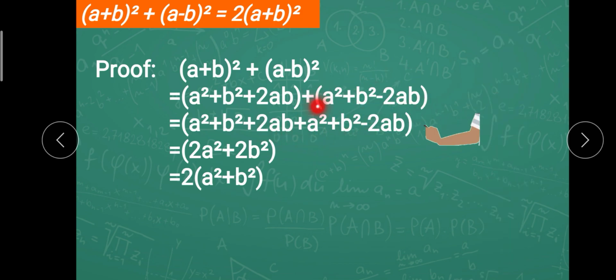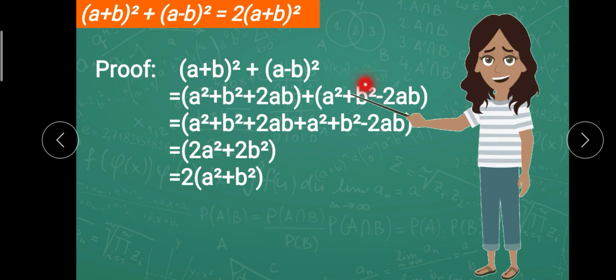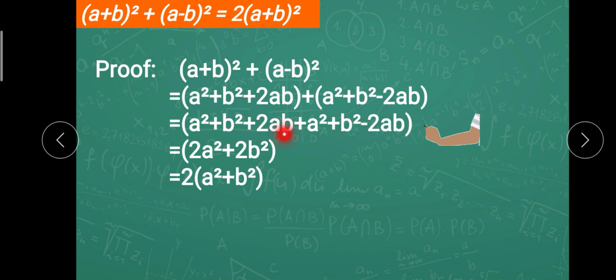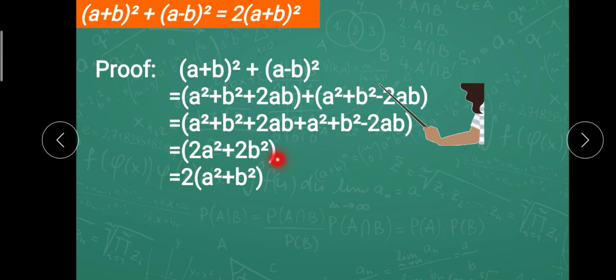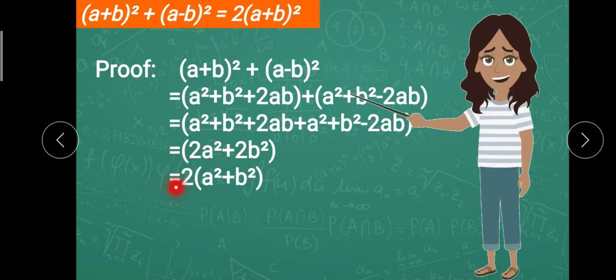Now just open the bracket. So we have 2ab cancels with 2ab because they have the same value and different sign, so they cancel each other. Now what remains? a² + a², so it means 2a², and we have b² + b², which is 2b². Now take 2 common from this, we get 2 times (a² + b²).